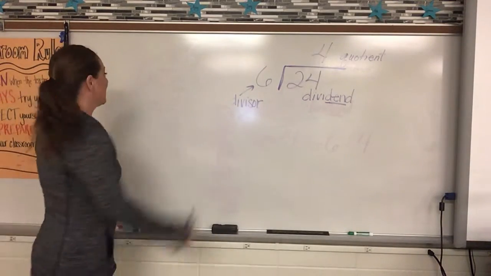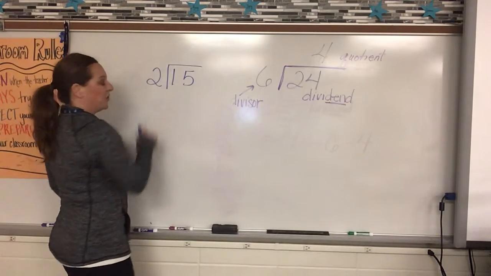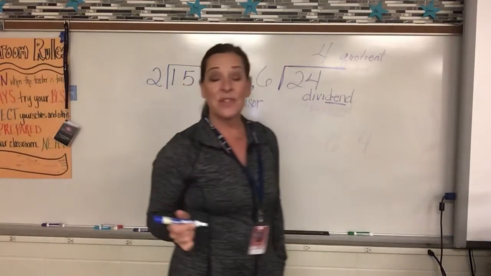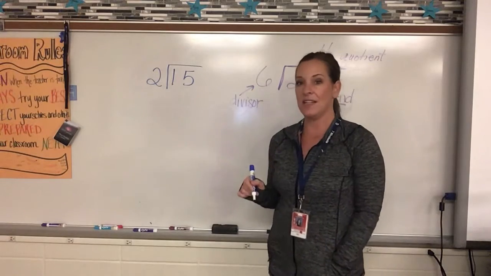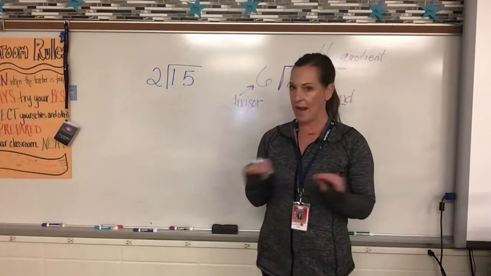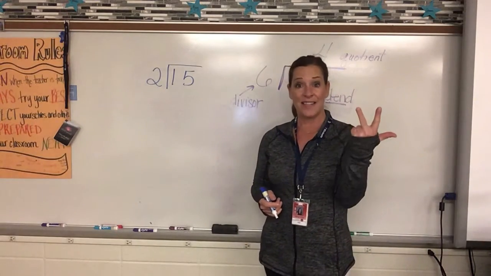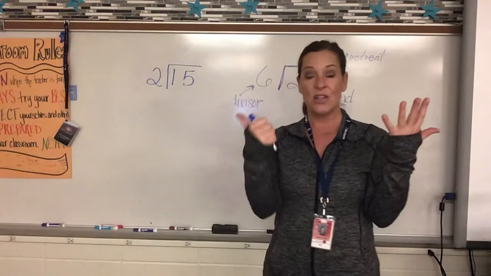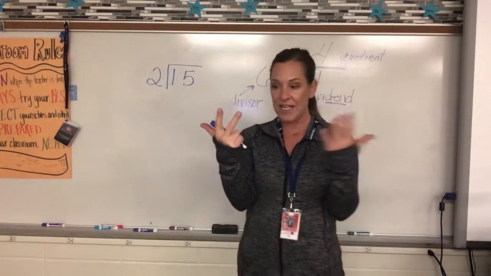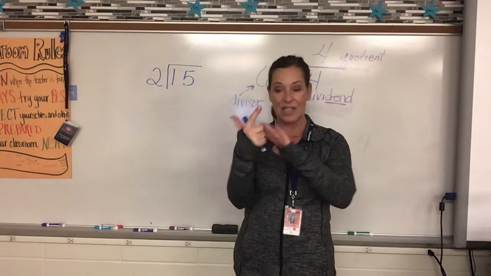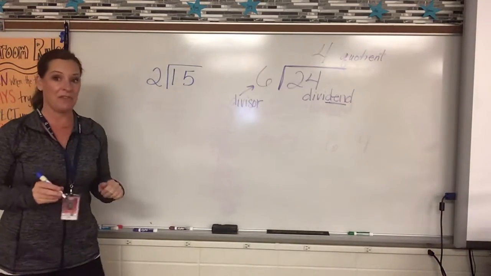I want you to write 15 in the dividend divided by 2. Now ask yourself, how many groups of 2 can I make to get close to 15 or exactly on 15 but not going over? Count on your fingers. 2, 4, 6, 8, 10, 12, 14, 16. Can't go over 15, so we put that 16 down. 7. So 2 can go into 15 7 full times.